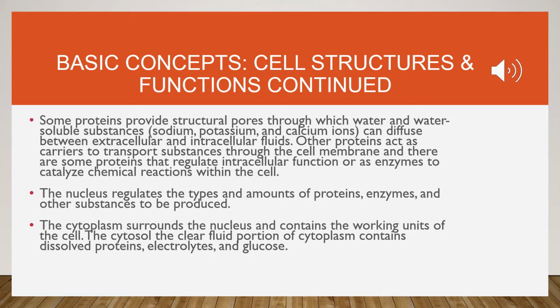The nucleus regulates the types and amounts of proteins, enzymes, and other substances to be produced. The cytoplasm surrounds the nucleus and contains the working units of the cell. The cytosol, the clear fluid portion of cytoplasm, contains dissolved proteins, electrolytes, and glucose.